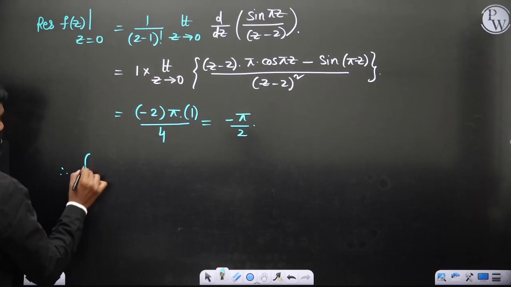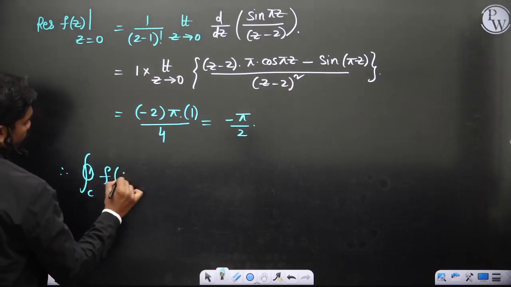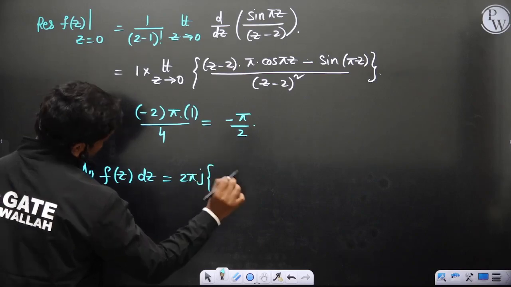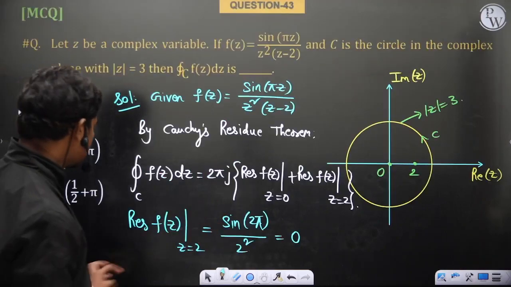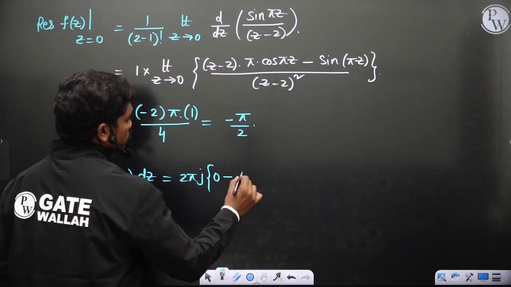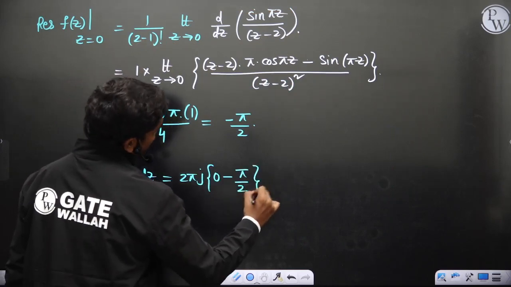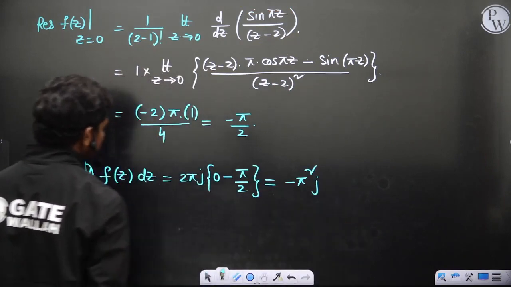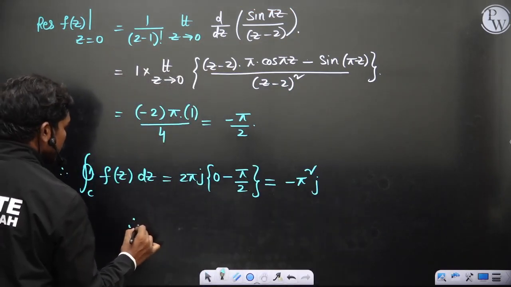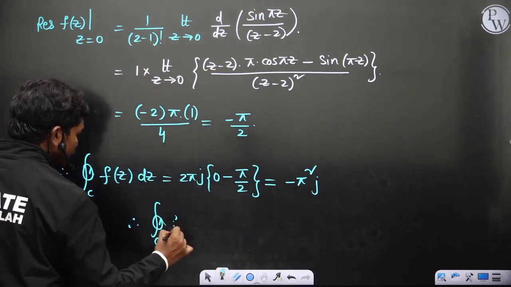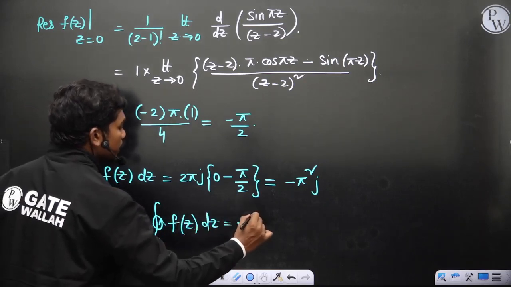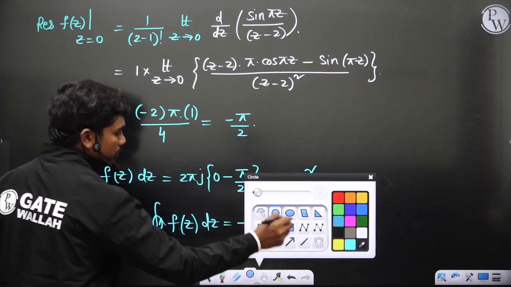Therefore the cyclic integral over c f of z dz is equal to 2 pi j times, this residue is 0 plus this residue is minus pi by 2, of course. So this gives you minus pi square j. Therefore the cyclic integral over c f of z dz is equal to minus pi square j, which is the right answer in this case.